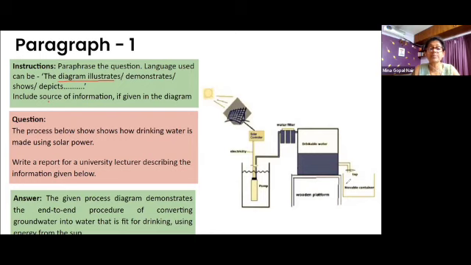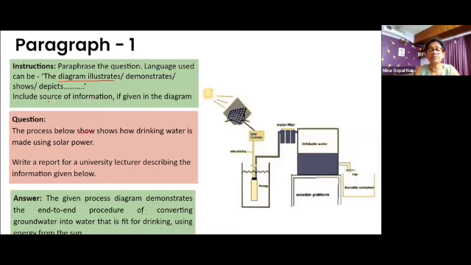So let's see. This was our question: the process below shows how drinking water is made using solar power. This is your question, which has to be paraphrased. Now let's see how this has been rewritten using different language without changing the meaning. The given process diagram demonstrates the end-to-end procedure, so starting from the beginning and ending with the finished product.